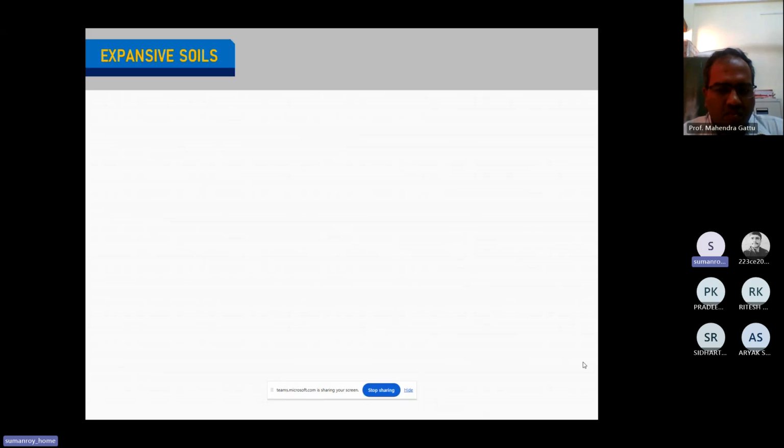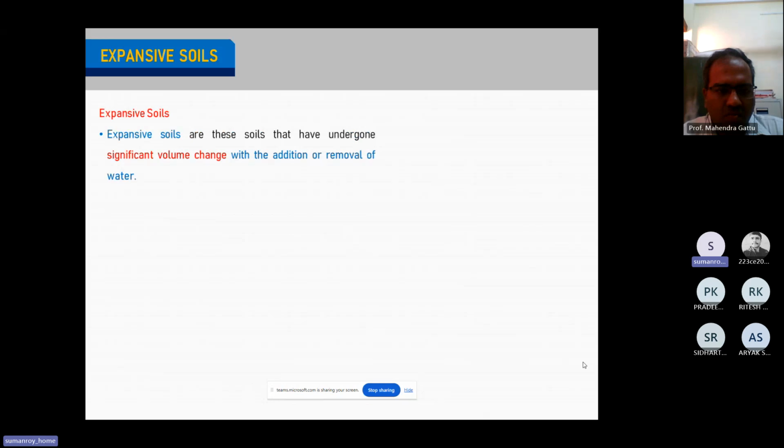First, let me tell you what an expansive soil generally is. Generally, soils have a tendency to change in volume when water is added to them. Some soils may undergo a huge amount of volume change. Some soils may undergo a very small amount of volume change. Soils that undergo a significant volume change are generally termed expansive soils, and they are characterized by very specific mineralogies, like, let us say, montmorillonite.